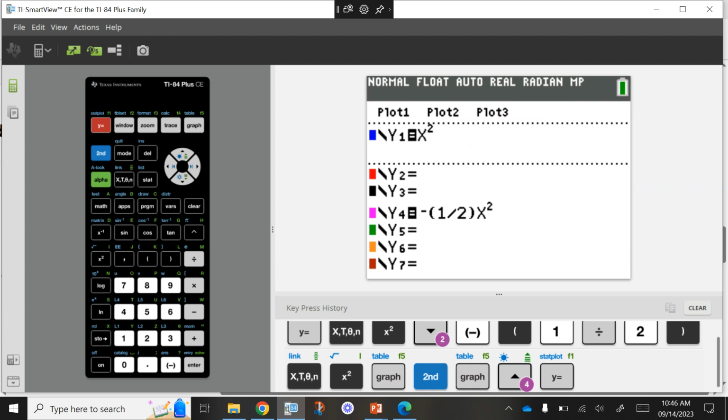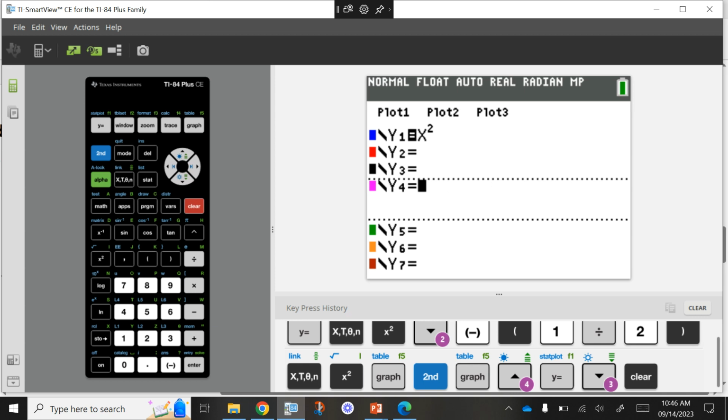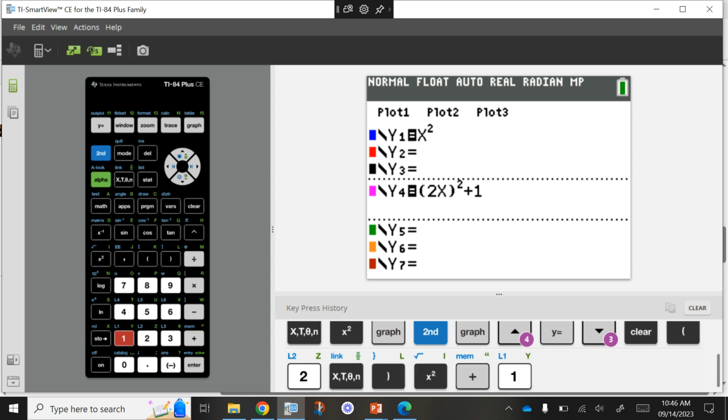So go back to y equals. I want to keep my parent function. That's fine. I'm going to clear that one out and do my new function. (2x) squared plus 1. And then push graph. See if it looks right. Did it get bumped up and did it get squished from the sides? If it looks right, go to your table, start plotting some points.